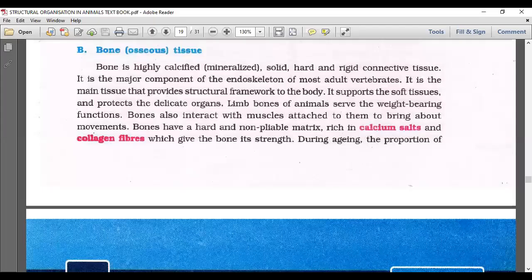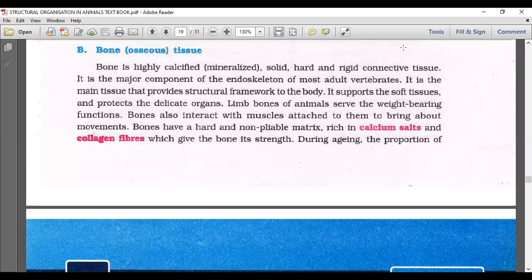The bone, osseous tissue. We use it to say it as osseous tissue. Bone is highly calcified. What is the meaning of calcified? Mineralized, particularly with calcium. Bone is highly calcified, mineralized, solid, hard, and rigid. The characteristic feature of bone is that it is a highly calcified, solid, hard, and rigid connective tissue.